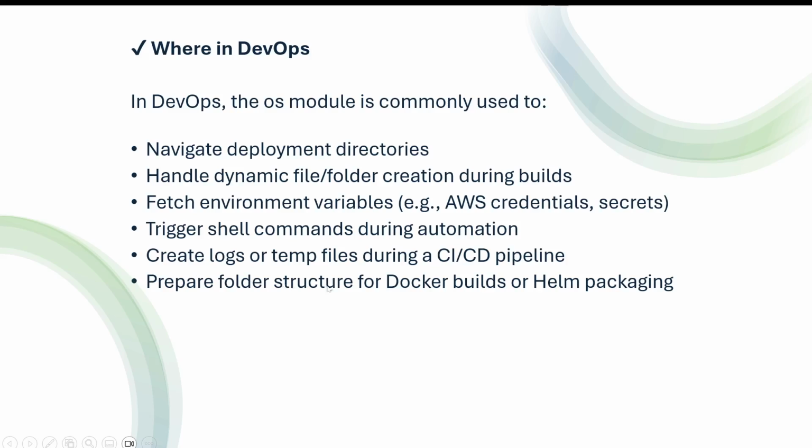And then creating logs or temporary files during a CI/CD pipeline execution. For example, if you have to create a file or a folder in case it doesn't exist already, we can use the same OS module to do that in the CI/CD pipeline. Because if a particular folder is not existing, then the pipelines will fail. Also, preparing folder structure for Docker builds or Helm packaging can be taken care of by this OS module. Now let's see a demo.